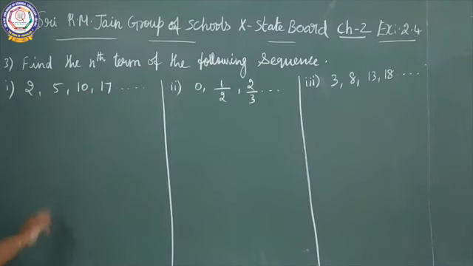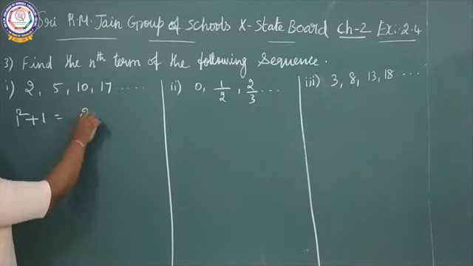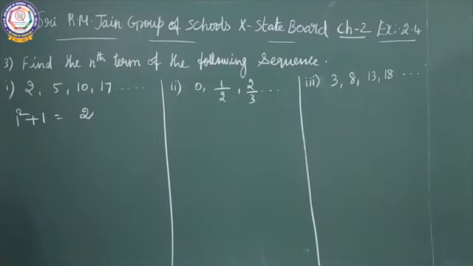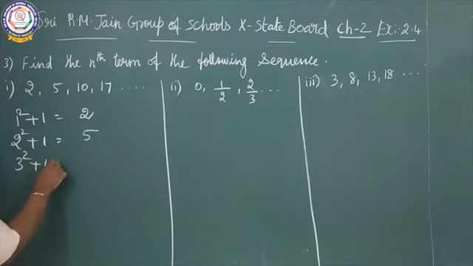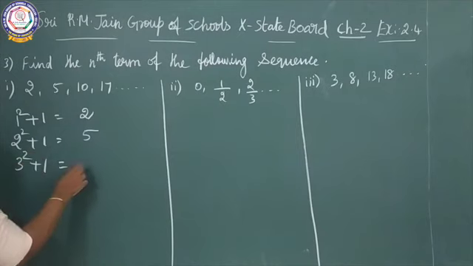See, if it is like this, how we are going to do? See here, 1 square plus 1 equal to 2. 2 square plus 1 equal to. This number should be common. It should not vary. 2 square is 4, 4 plus 1 is 5. 3 square plus 1 equal to, 3 square is 9, 9 plus 1 equal to 10.